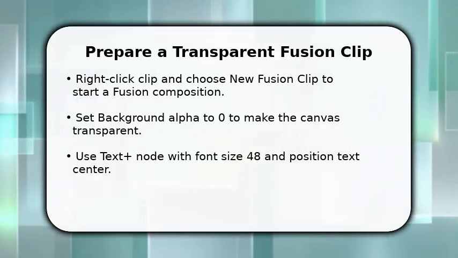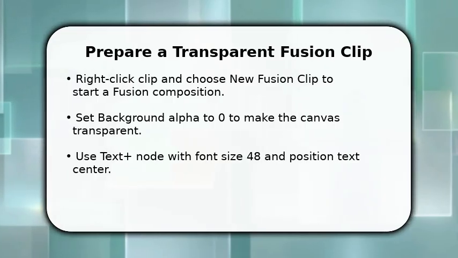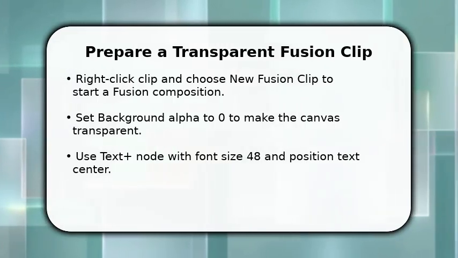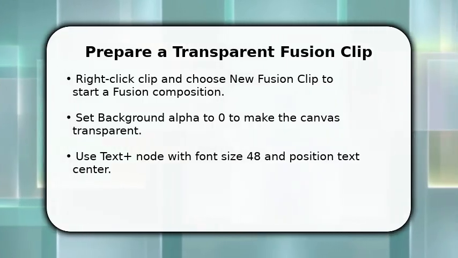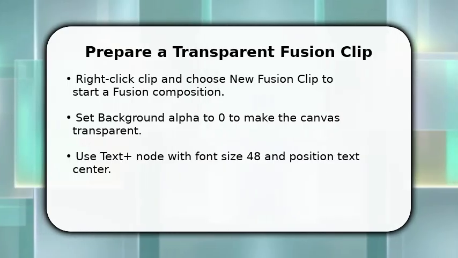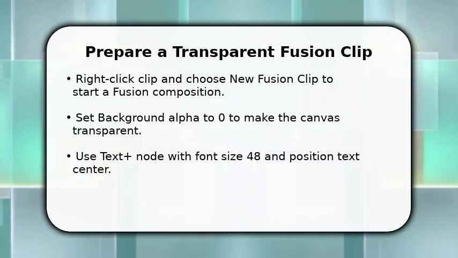Add a Text+ node and type your text. Set font size to 48 and align the text to center. Use the transform controls for precise placement. Keep the Fusion viewer showing the alpha channel to confirm transparency before you proceed.